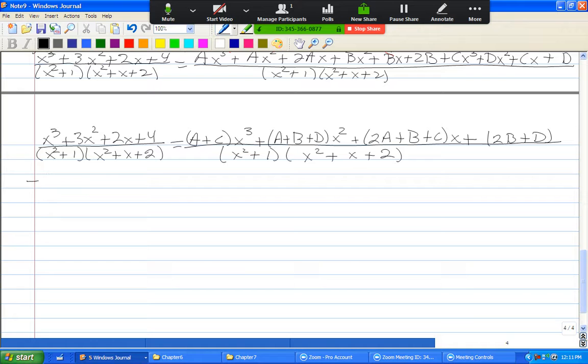Okay, so from here we get A plus C equals 1. A plus B plus D equals 3. 2A plus B plus C equals 2. 2B plus D equals 4.